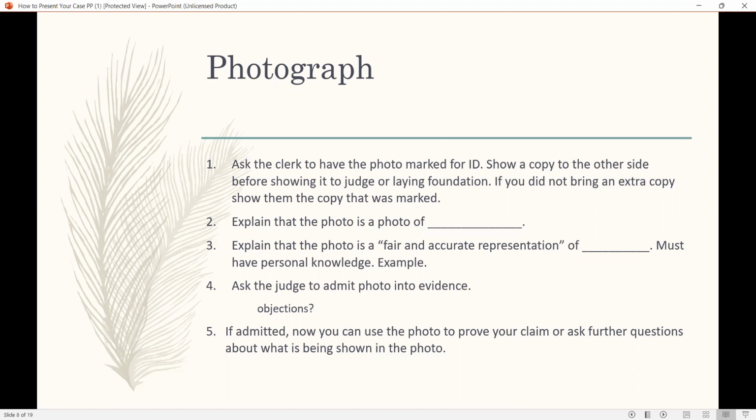And once you've shown it to the other side, then you can explain to the court or to the judge that the photo is a photo of blank. So you want to tell the judge what it is. This is a photo of my car after the accident. Next, you want to explain that the photo is a, quote, fair and accurate representation of whatever it was you just showed to the judge. So a fair and accurate representation of my car after the accident.